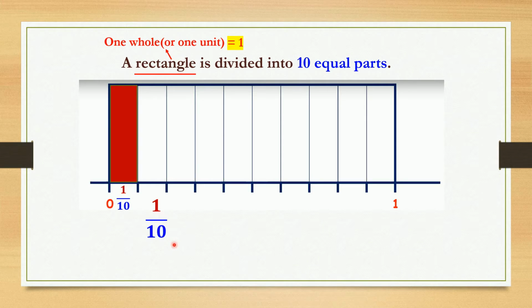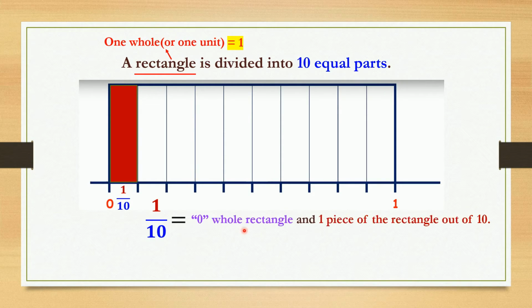1 over 10 is equal actually to 0 whole rectangle and one piece of the rectangle out of 10. So with one piece we can make 0 whole rectangle, and one piece of the rectangle out of 10 will remain. So 1 over 10 is equal to 0.1. What do we mean by 0.1? We read it 0 whole rectangles and one piece of the rectangle out of 10.